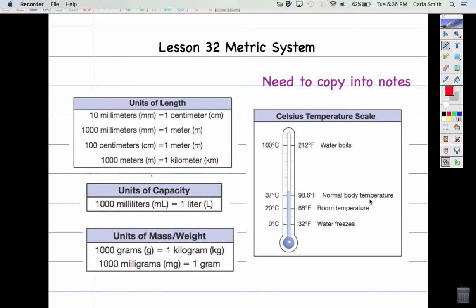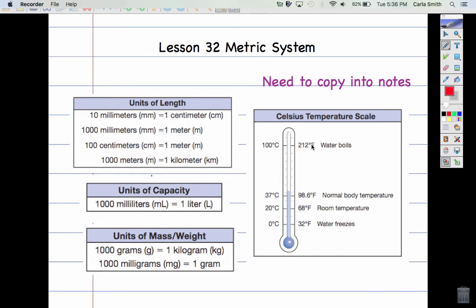This is lesson 32, course 2, the metric system. All of this stuff that is on your screen needs to be copied into your notes because we will reference them from time to time during this lesson. We're going to talk about units of length, units of capacity, and units of mass or weight, and then as well as temperature.